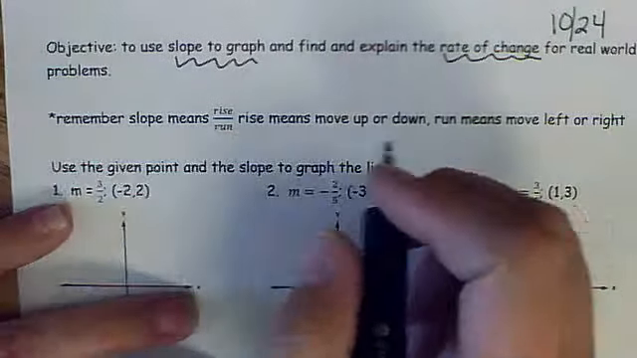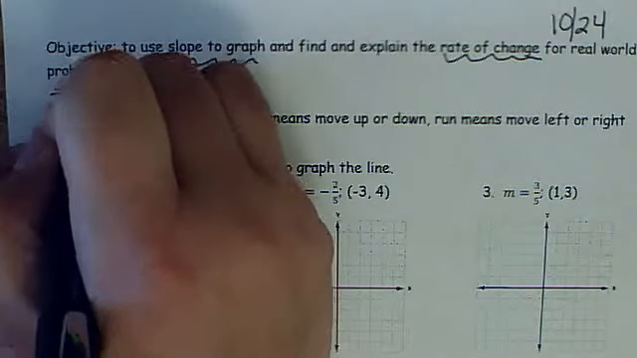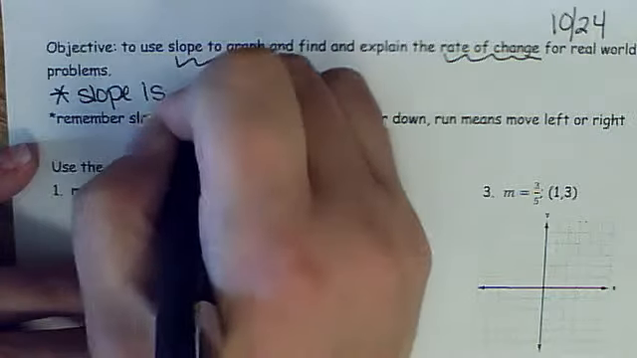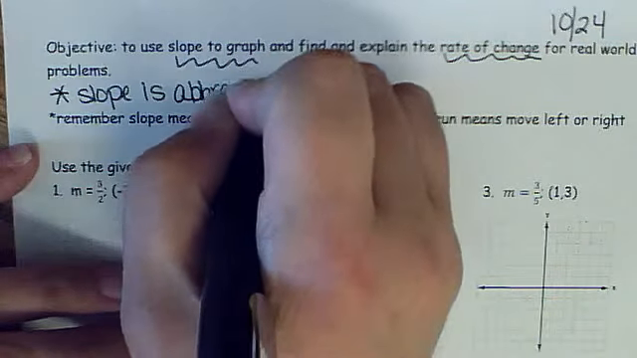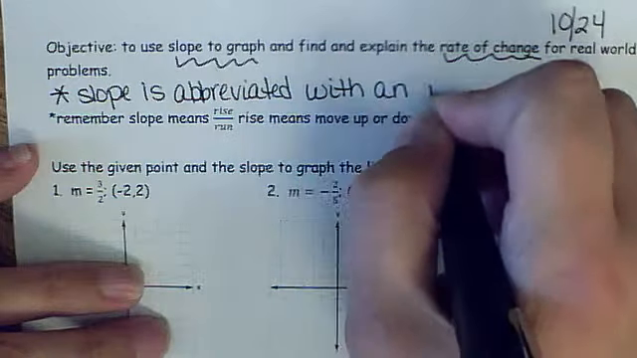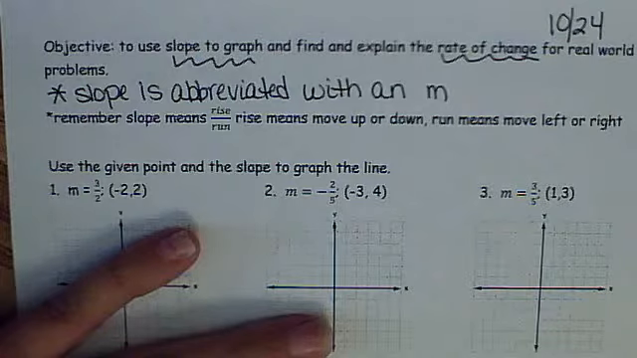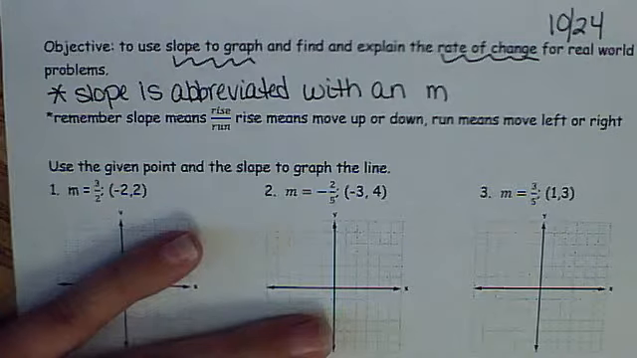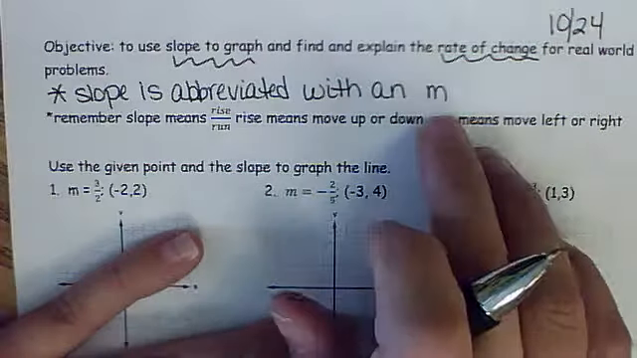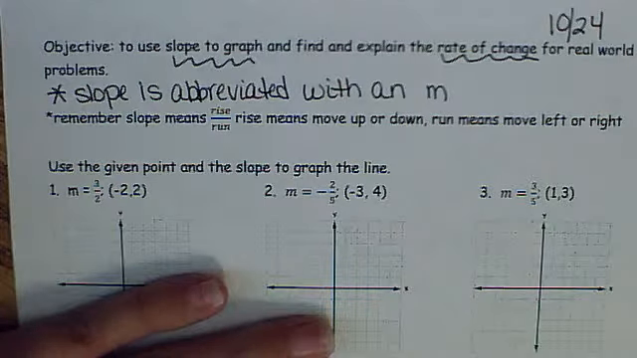The first thing you need to know about slope, there's a note here: remember, slope means rise over run. But before we get to that, you need to know that slope is abbreviated with an M. So anytime we talk about M, that M is the slope. Make sure you write that down, because I'm not going to write slope hardly ever anymore. I'm going to write an M every time. So you need to know that M is the slope.